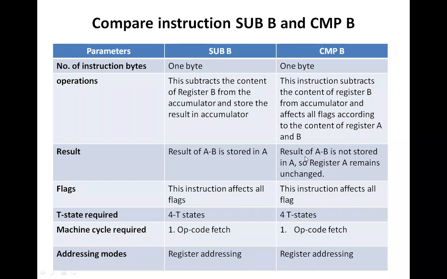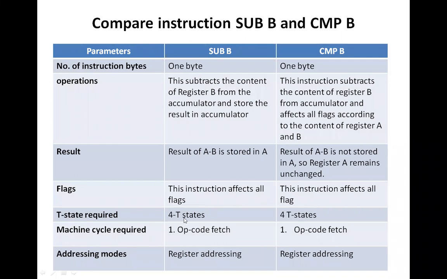Suppose register A contains 5 and register B contains 3. So 5 minus 3: if we do subtract B, 2 will be stored in accumulator. But whenever we do compare B, 2 will not be stored in accumulator. If the accumulator is having 5, it will remain 5. Flags: this instruction is going to affect all the flags, and this instruction is also going to affect all the flags.